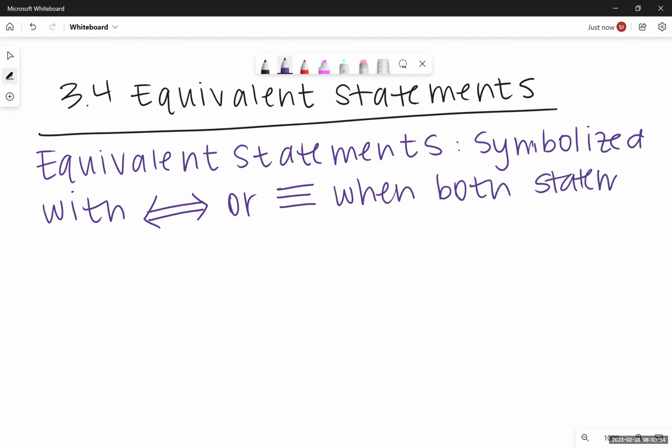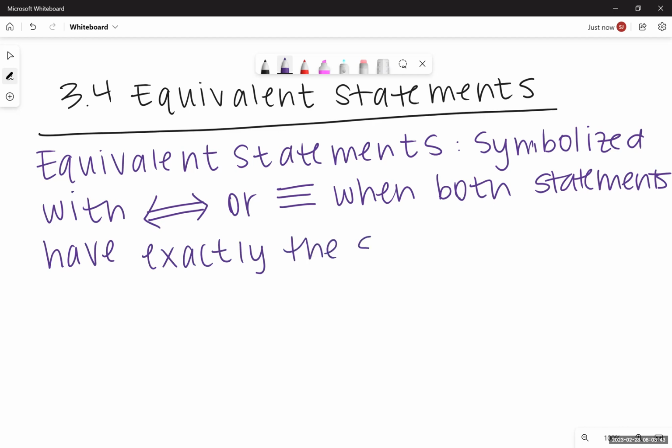statements have exactly the same answer column. So it's the exact same truth values in their answer column. And it doesn't matter what way they go. It could be true, true, false, false, false, true. It could be true, false, true, false, true, false. As long as both of the answer columns completely match, those statements are considered equivalent.